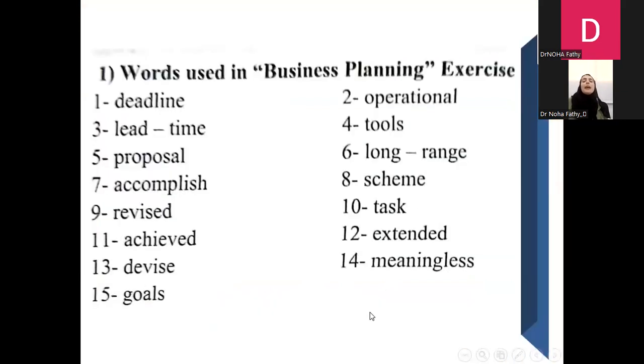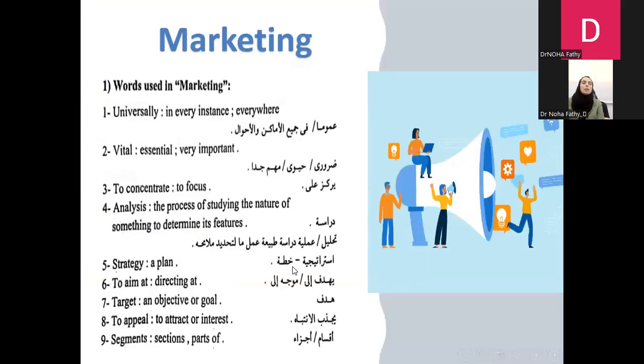The answers of the filling spaces will be: deadline, number one; two, operational; three, lead time; four, tools; five, proposal; six, long range; seven, accomplished; eight, scheme; nine, revised; 10, task; 11, achieved; 12, extended; 13, devised; 14, meaningless; and 15 is goals.